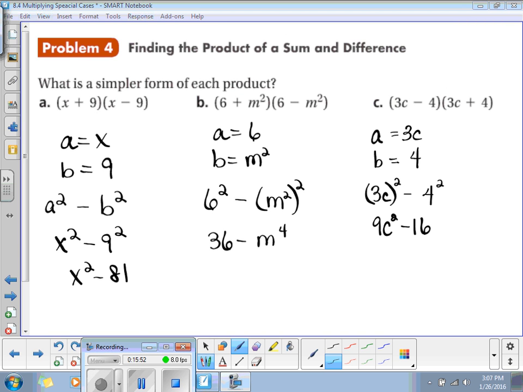All right. So a is equal to 3c. B is equal to 4. So we have a squared minus b squared. So that's 3 squared, c squared, 9c squared. And then over here, minus 16.